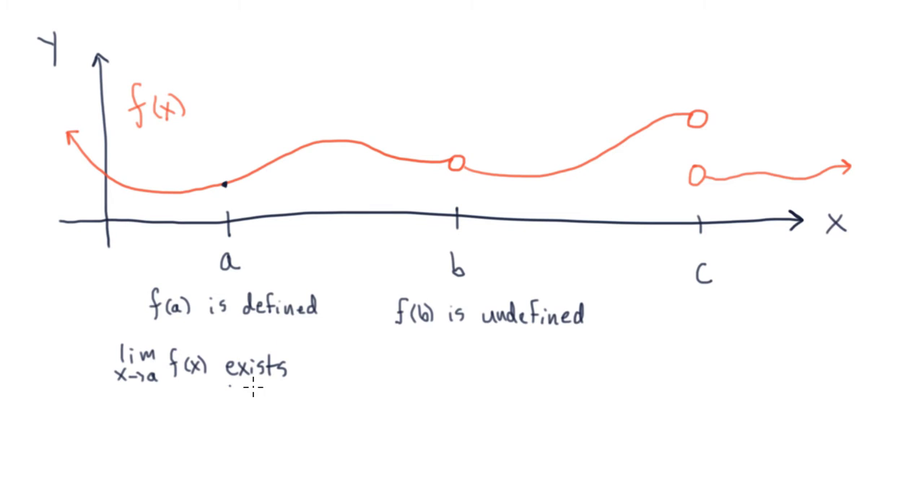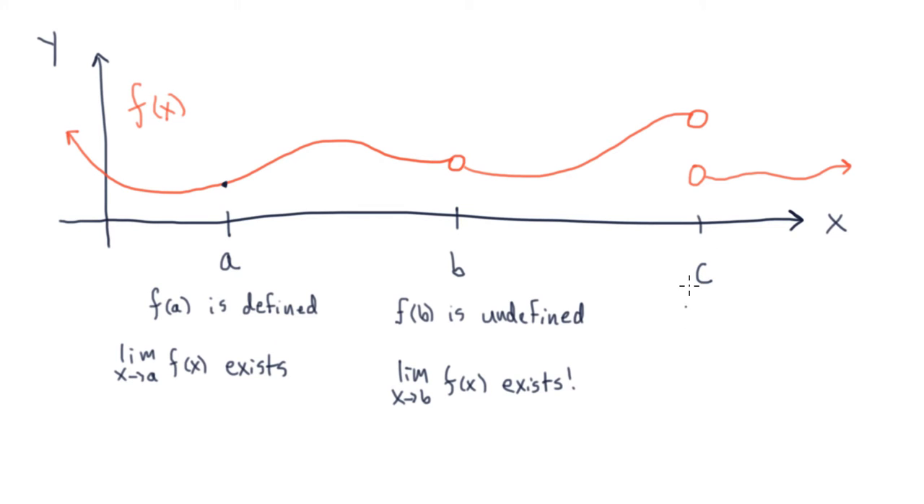But if I look at the limit, if I just ignore x equals b and look just to the left and just to the right, I see that just to the left and just to the right, the function is approaching the same thing. So the limit does exist. So the limit as x approaches b exists. That's like in the case we saw before with x squared minus 1 divided by x minus 1.